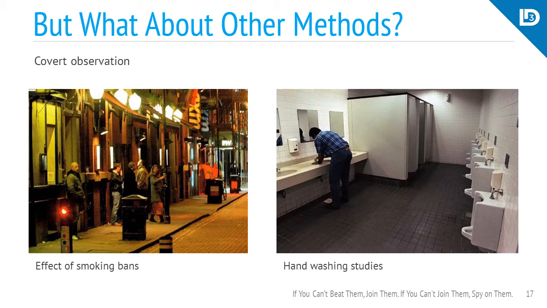Other examples of covert observation: there have been a lot of studies on the effect of smoking bans in cities. When cities ban smoking in all restaurants and bars, there have been studies of what people do. Where do smokers go to smoke? Do they stop smoking as much? Where do they smoke outside? Do they avoid going to these places?